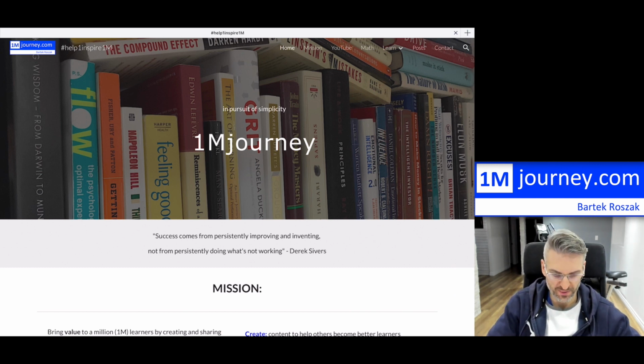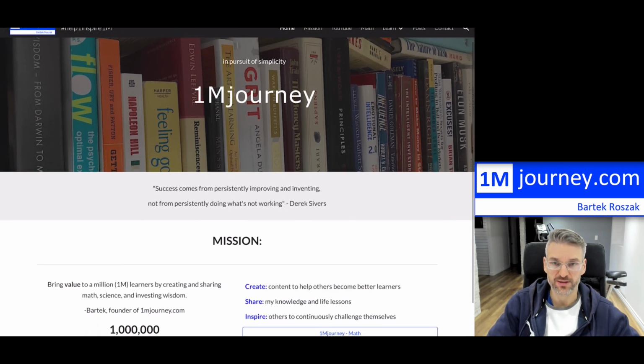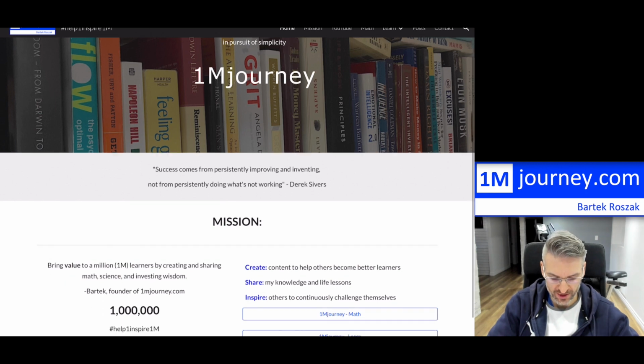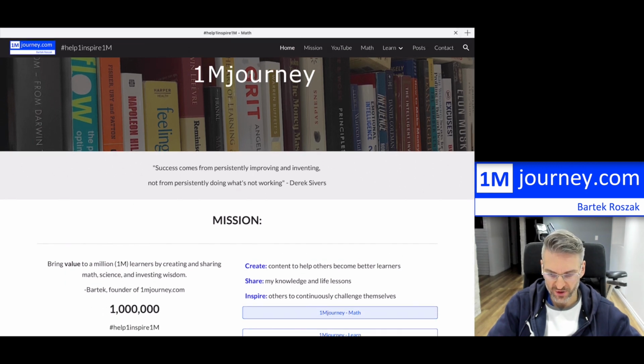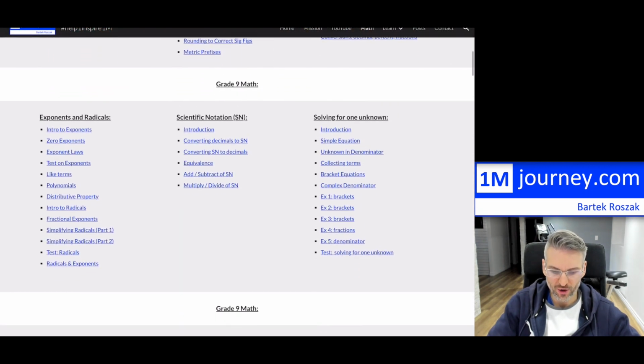Now, it's not just about math. It has numerous items there. But if you scroll in there, or look at the top, you'll see that there is a 1M Journey Math. And if you click on this, that's the link that I provided you, you're going to be able to find all the high school maths.